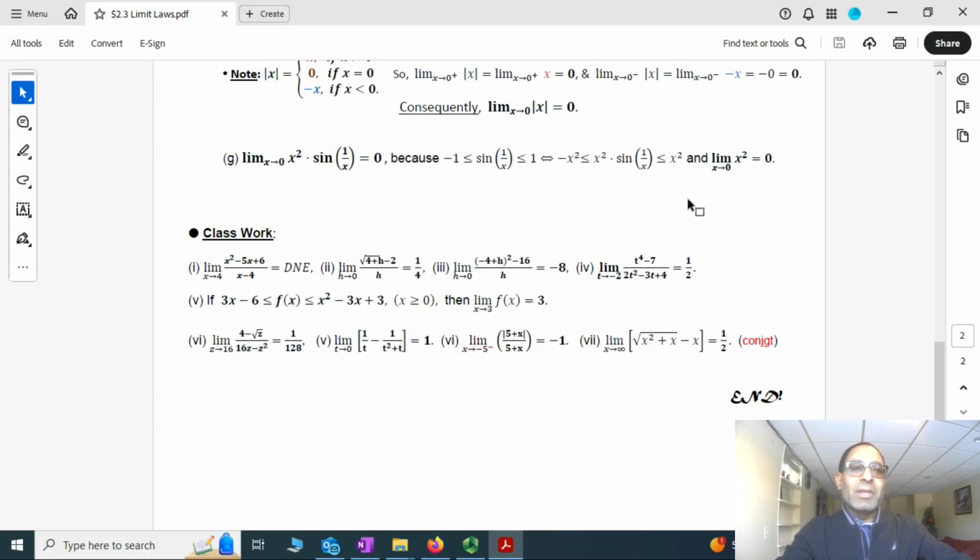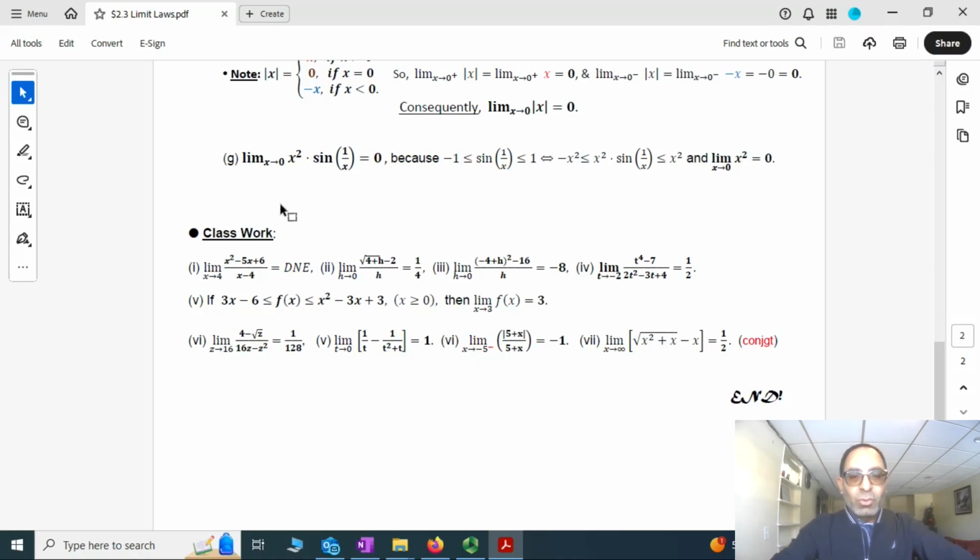Then we can apply the squeeze theorem, and hence by the squeeze theorem the middle function x squared times sine of 1 over x as x approaches 0 is 0. So this is again kind of a trivial question here. Okay, now I have a few examples just to do in the classroom.